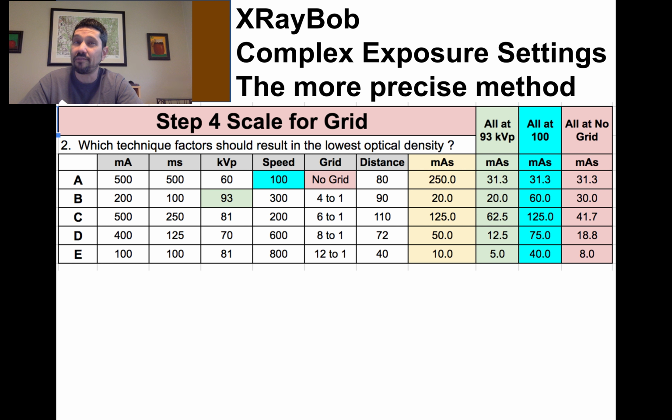Now we scale for grid factors. So the no grid one, move it right along, 31.3. The 4-to-1 grid relative to a no grid, well, you're going to have twice as much cutoff, or you'll need twice as much intensity. So the 60 gets cut in half. A 6-to-1 grid factor is 3. A grid factor 3 versus the 1 means I'll have to cut it by a third. The 8-to-1 is a grid factor 4. So 75 at an 8-to-1 is like a quarter of that shot with no grid. And the 12-to-1 is a 5 grid factor, so we're doing a fifth of that.